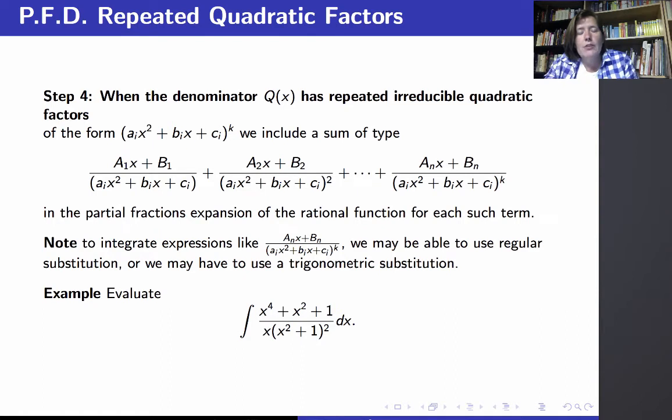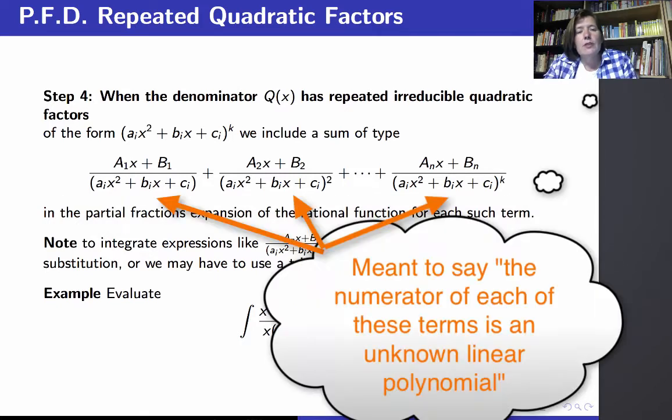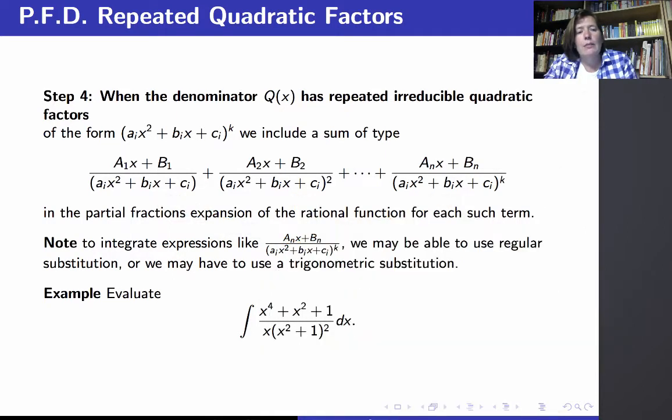In the partial fractions decomposition, for each one of these repeated irreducible quadratic factors in the denominator q of x, we include k terms, one for each power of this irreducible quadratic factor. The numerator of each of these terms is some unknown linear polynomial. And to integrate terms like this, we might be able to use regular substitution if we're very lucky, or we might have to use a trigonometric substitution after we complete the square in the denominator. Let's have a look at how this works.